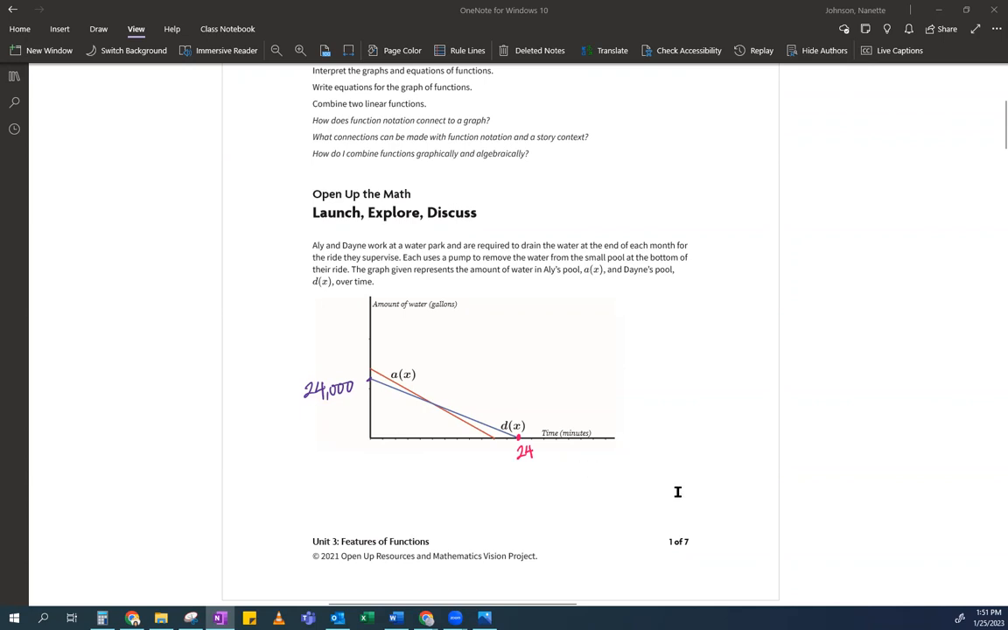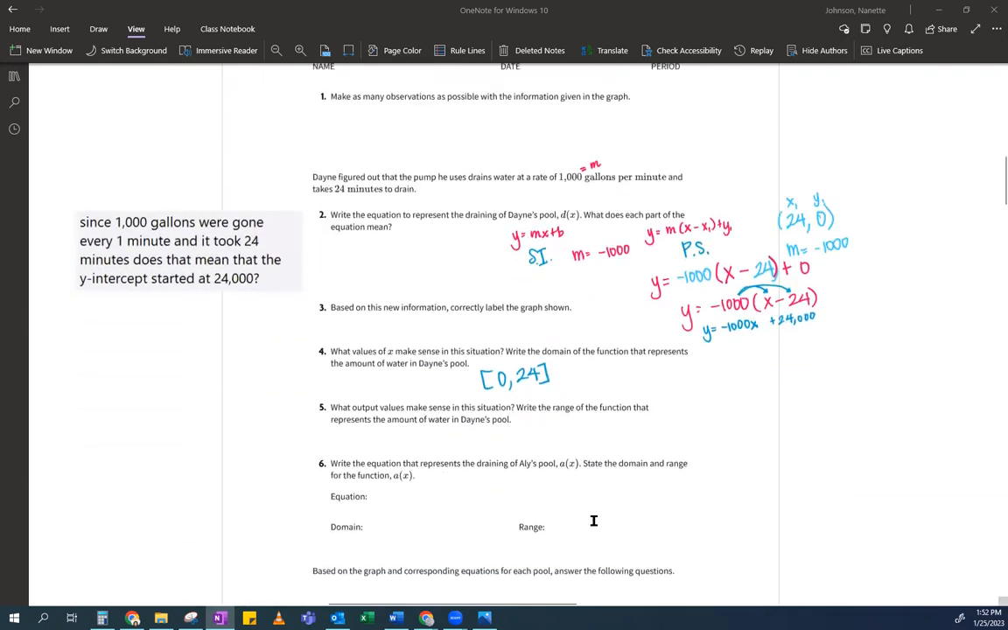Yeah, the lowest is 0, not 24. 24 is our X number. When we're talking about our range, we're only looking at our Y numbers. So our lowest number is 0. Very good. And what's the highest? What's the highest that you can get? What's the highest blue number? 24,000. Perfect. Very good. So it goes from 0 to 24,000.